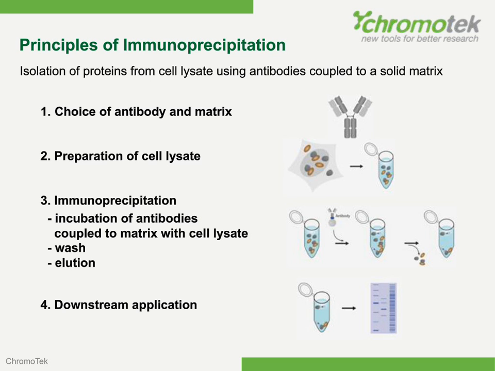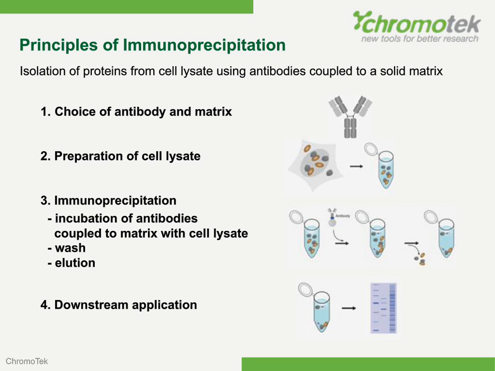Probably the most important step in your IP is to choose the right antibody. Because if your antibody is not working, your whole IP cannot work. So first you choose an antibody, and then you couple your antibody to a matrix. As matrix, often beads are used, or sometimes also, for example, 96-well plates.